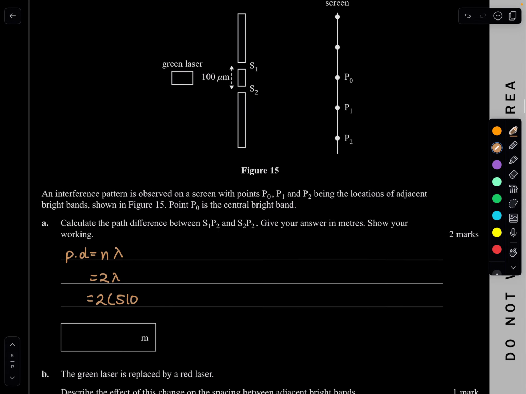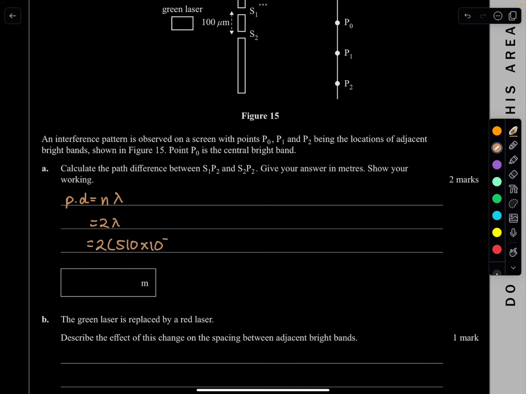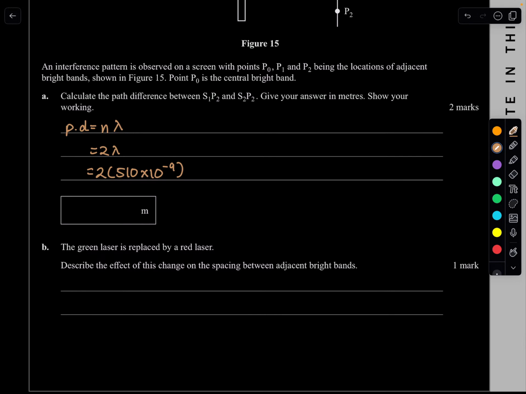510 nanometers, so 510 times 10 to the -9. That's going to give me 2 times 510 times 10 to the -9, so basically 1.02 times 10 to the power of -6 meters. Beautiful. Is that right? 1, 2, 3, 4, 5, 6.